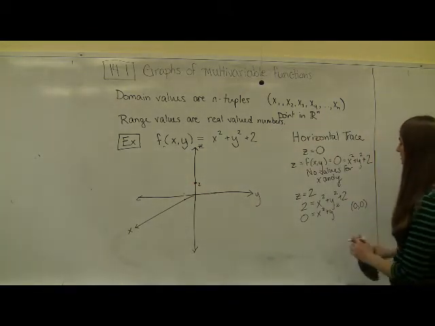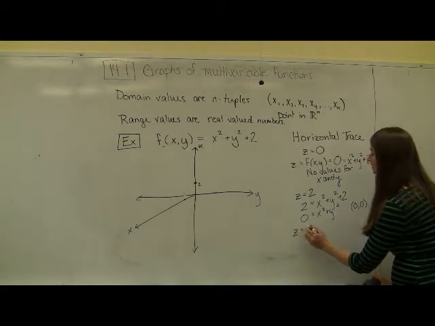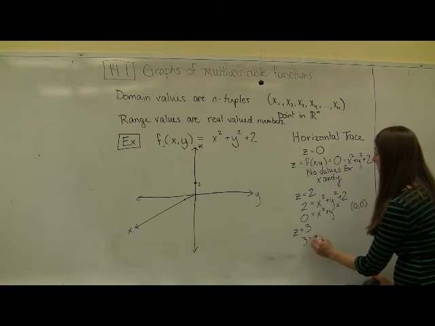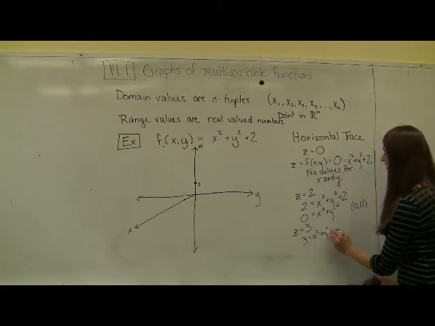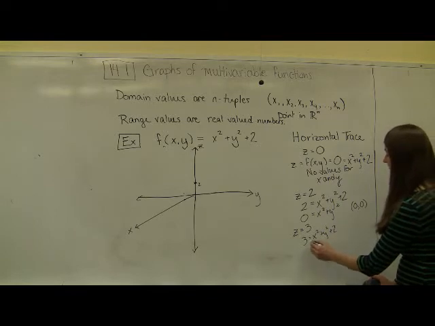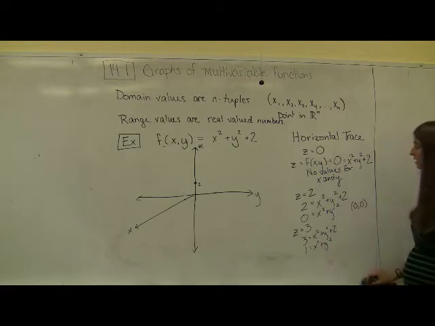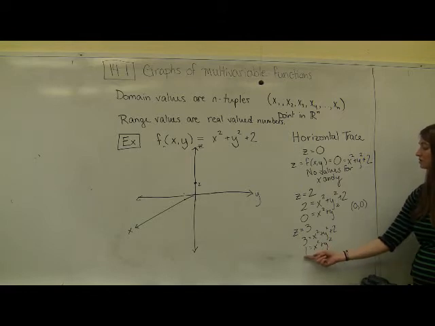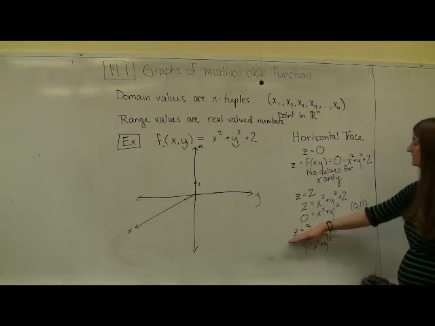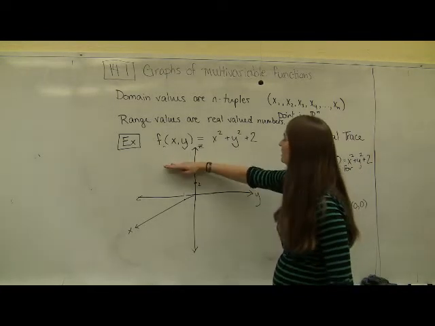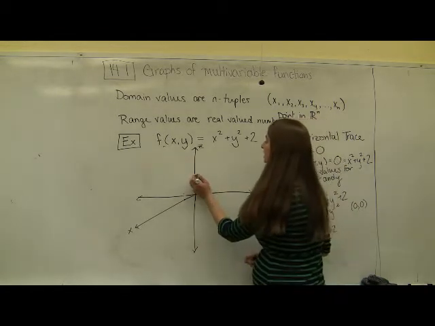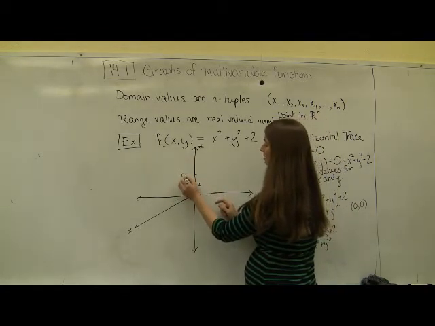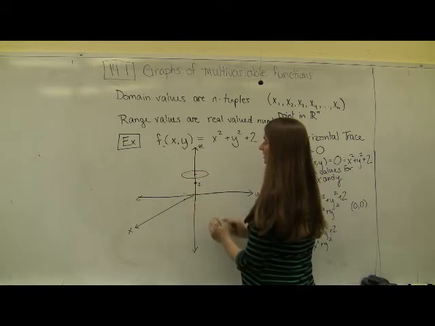Let's do a more interesting horizontal trace. If I let z equal 3, then 3 is going to be equal to x squared plus y squared plus 2, or, subtracting 2 from both sides, 1 is equal to x squared plus y squared. And recall, this is actually an equation of a circle. X squared plus y squared equals 1 is the circle of radius square root 1, or radius 1. So it means that when my z is equal to 3, I'm cutting off the graph when z is exactly equal to 3. What do I get in the xy plane? I get a circle of radius 1.